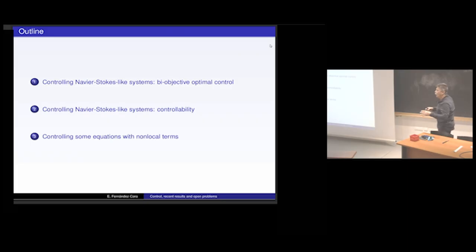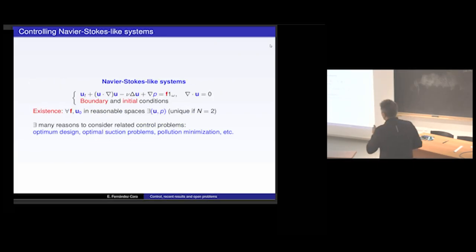I'm going to speak now of Navier-Stokes. Several problems concerning the Navier-Stokes equations. Control of Navier-Stokes from several viewpoints. This is the system, the Navier-Stokes system. Already the existence of a solution, as you know, is a non-trivial problem. In the interesting case n equal to 3, we know that there exists a weak solution, but we don't know if it is regular.